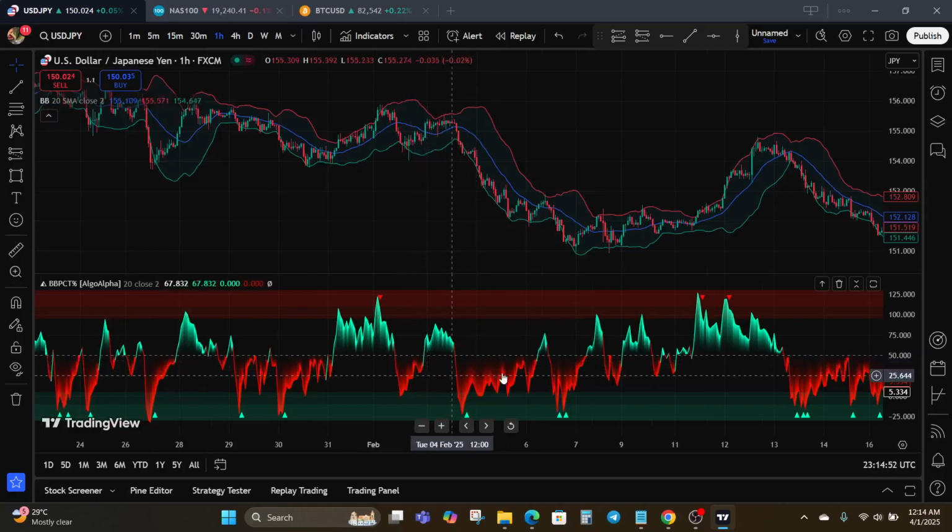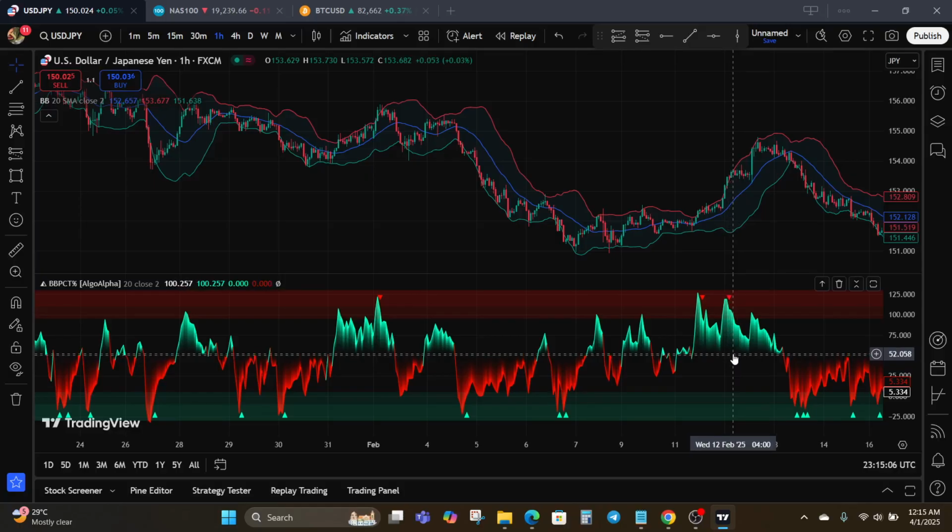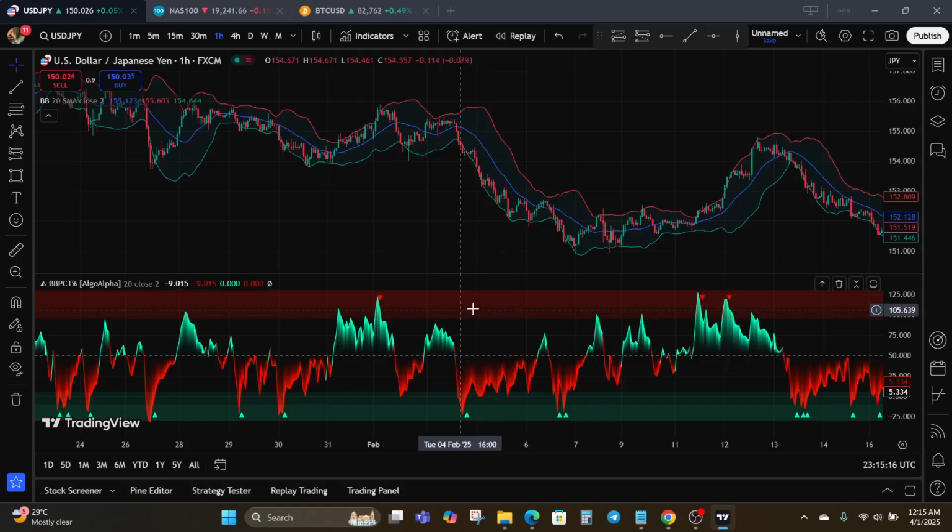You can see that the indicator has a red zone and a green zone, and there is a 50 level. When the indicator has entered the red zone, it shows that price is near the upper extreme, signaling a possible reversal or breakout.